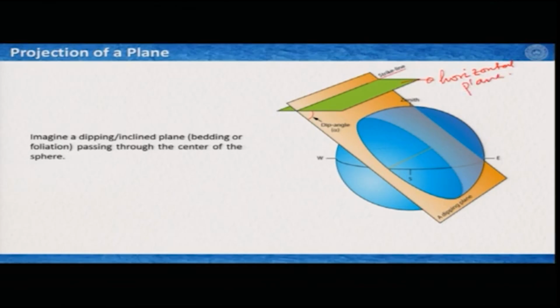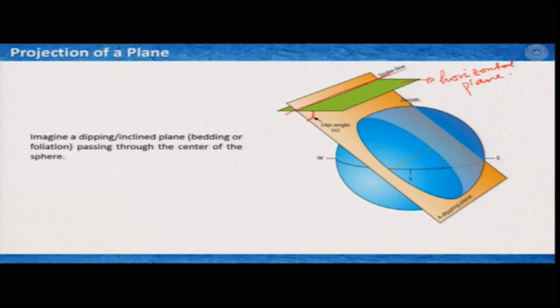Now, this green horizontal plane and the yellow and orange sloping plane would intersect along a line, and from the definition we learned in the last lecture, this line is your strike line. The orientation of this line with respect to magnetic north is the strike of this sloping orange plane. The angle it makes with the horizontal plane is the dip angle, in this case alpha.